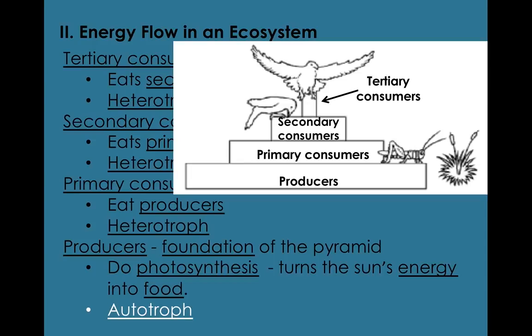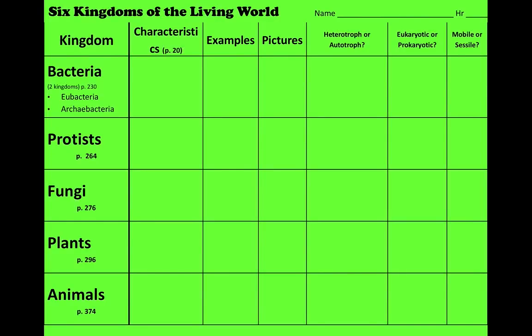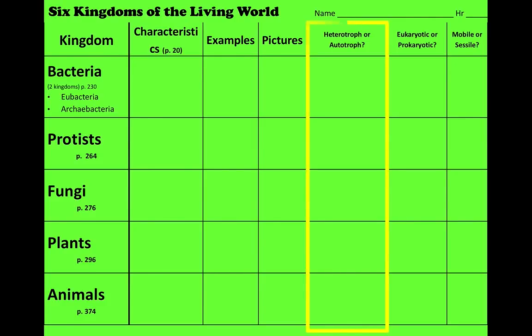Okay, now this is the point where you are going to go to your green Six Kingdoms sheet. All right, so go to the green Six Kingdoms sheet and find the column that says heterotroph or autotroph. And we're going to fill in this column right now. I'm going to start down at the bottom because they're the most obvious. Animals. We already know. These guys, heterotrophs. We're one of them. We are consumers. We eat other things for energy. Plants. Those are autotrophs. Okay? They make their own food using the sun. They make their own nutrition.